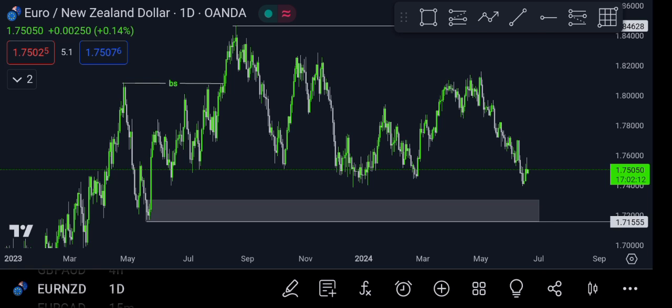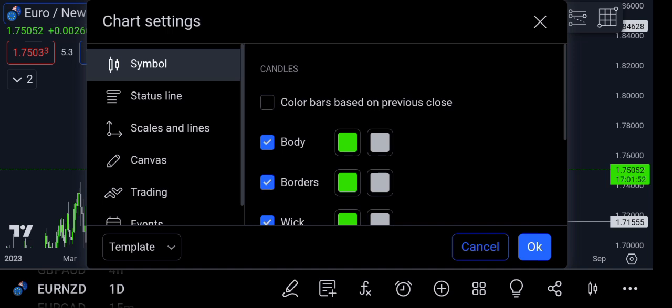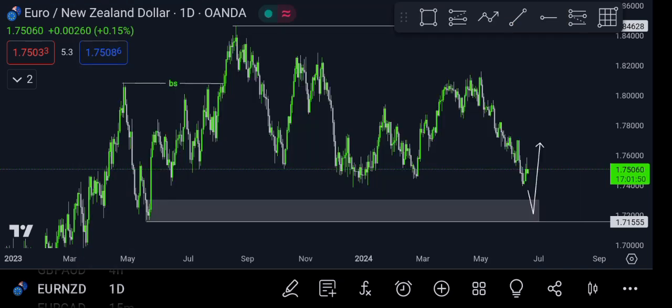So looking at the daily time frame, it's pretty safe to say that we are looking for buying opportunities guys. What I'm looking for is for the market to retrace back to this order block. If price retraces back to this order block, that's when I'll be looking for my entries guys.